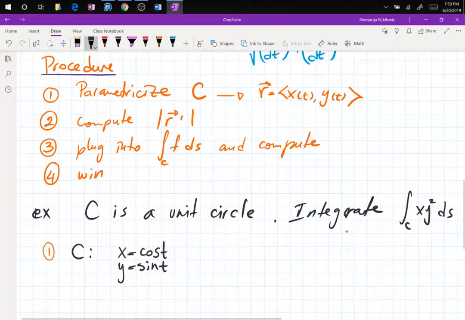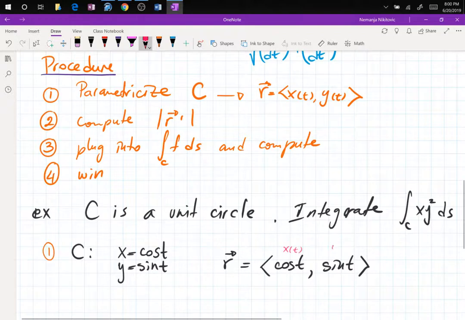This is not the way we want to write it, right? We want to write it as the function r of t, which is a vector, cosine t comma sine t. Now these two, this is your x of t, this is your y of t.